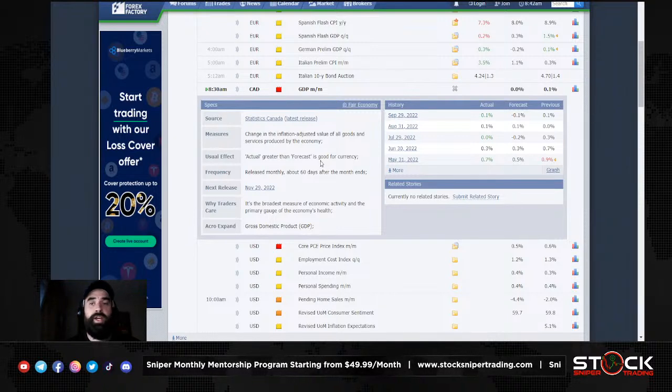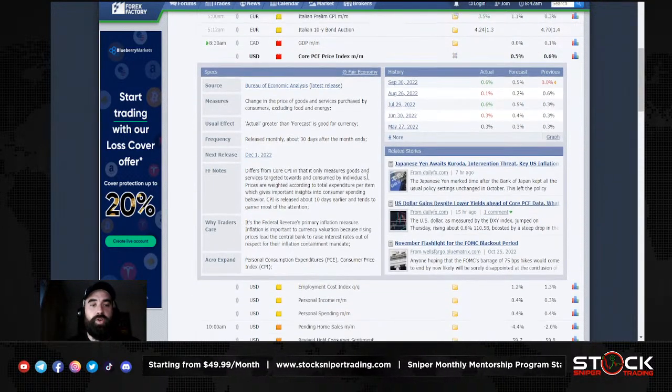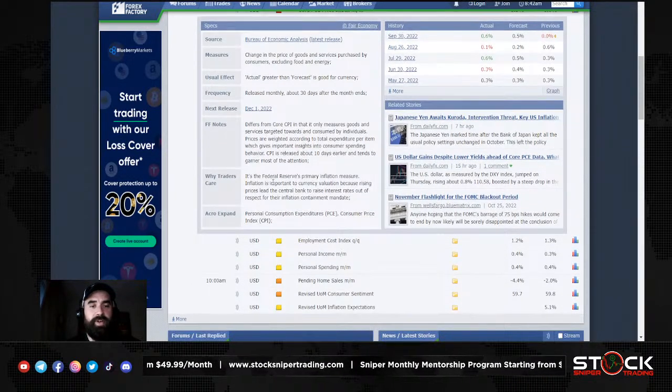So I do plan on monitoring USD/CAD throughout this trade, and throughout this trading time. And then you can see just below here, guys, we do have the core PCE price index. So that's going to be another large folder for the US. So why traders care? It's the Federal Reserve's primary inflation measure. Inflation is important to currency valuation because rising prices lead the central bank to raise interest rates out of their inflation containment mandate. So personal consumption expenditures, consumer price index, CPI.